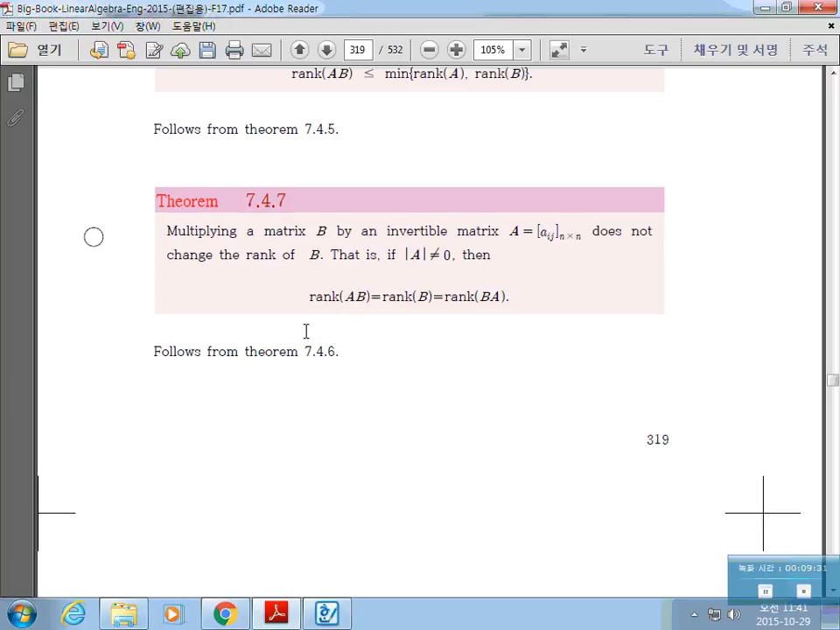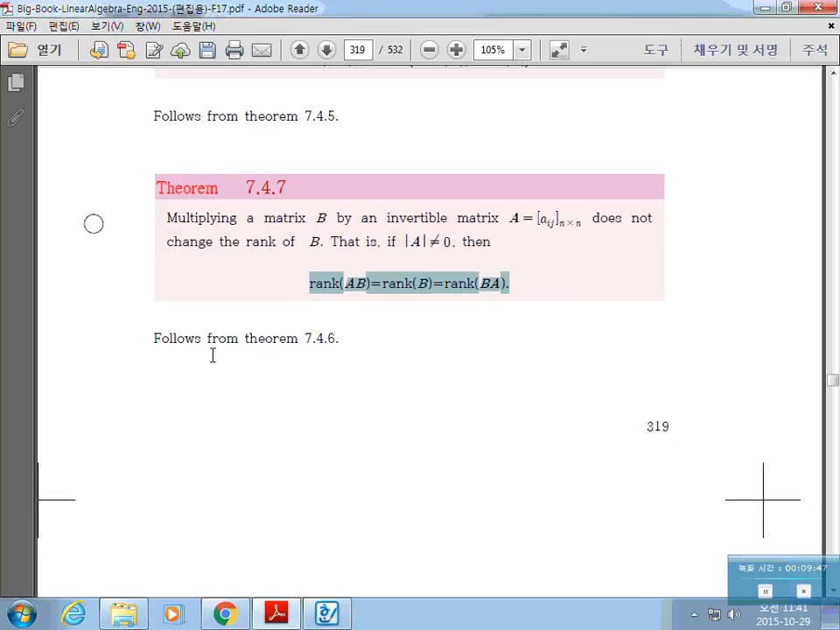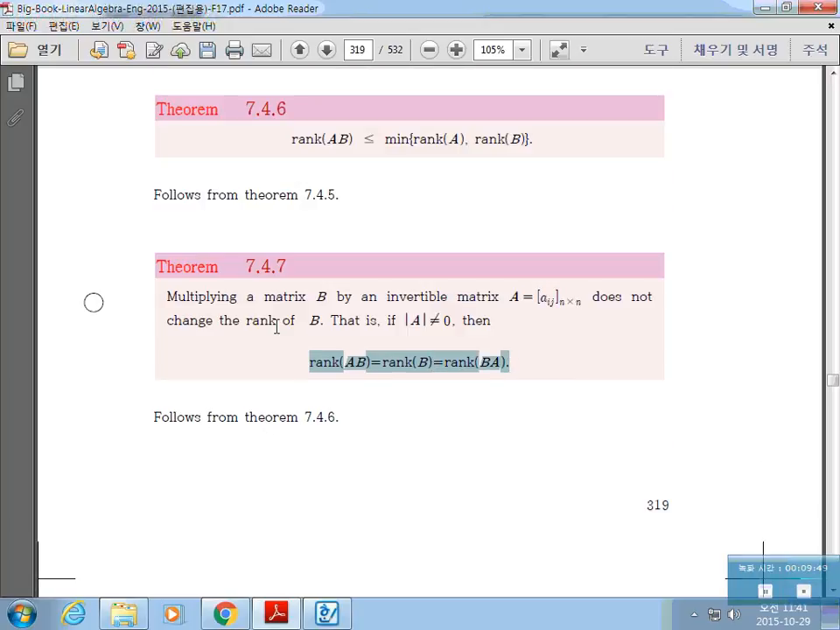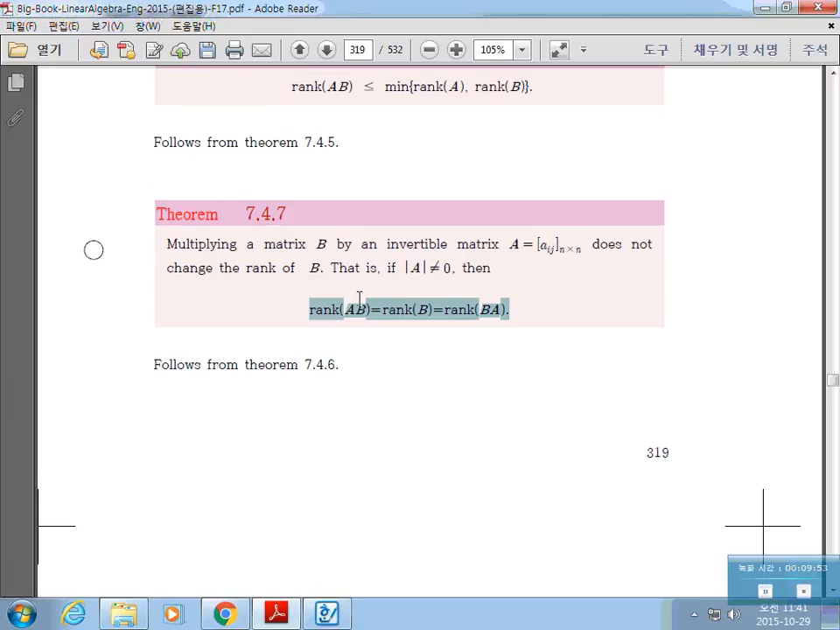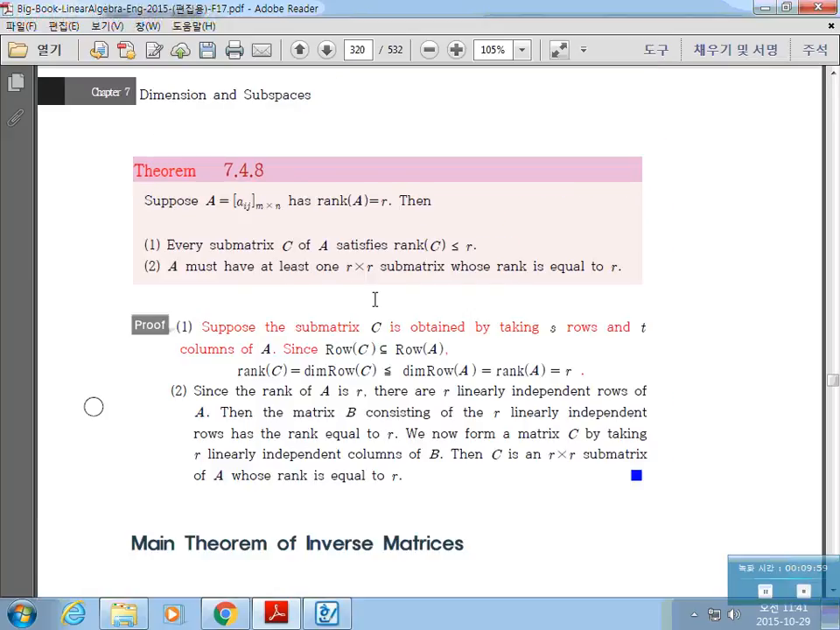Okay. Next. Multiplying a matrix B by an invertible matrix A does not change the rank of B, which means if the determinant of A is not 0, then the rank of AB is the same as the rank of B and the rank of BA. It also follows from theorem 7.4.6. For a given matrix, if we multiply by an invertible matrix, it does not change the rank of the matrix.